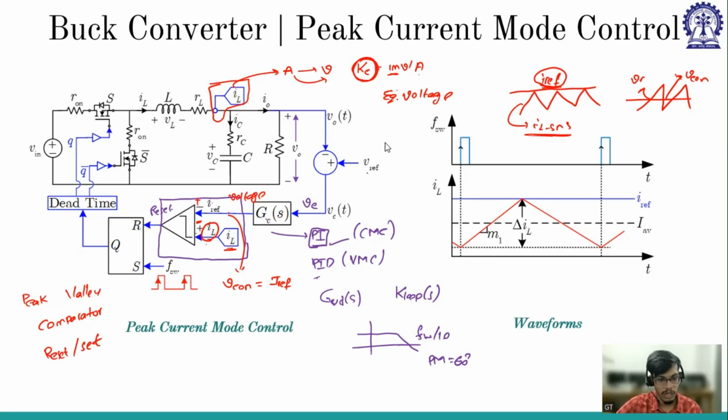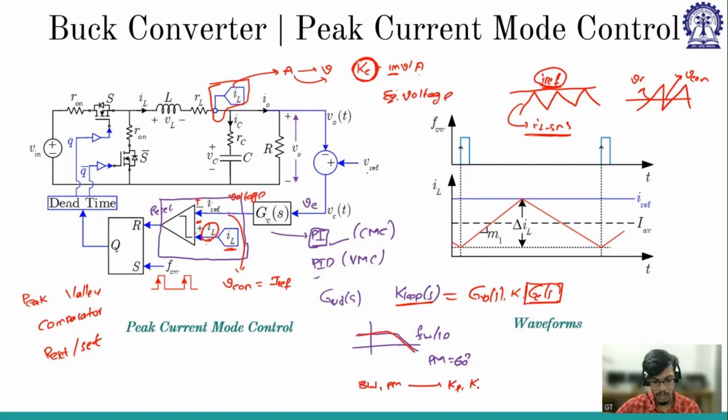One student has a doubt: how do KP, KI values impact the time domain response? KP, KI values are the controller gains. If you see the loop gain, it will be GVD of s into some gains into GC of s. Depending upon the PI controller that you have selected, it will affect the loop gain T of s, and it will affect the overall closed loop bandwidth as well as phase margin. So bandwidth and phase margin are dependent on KP, KI.